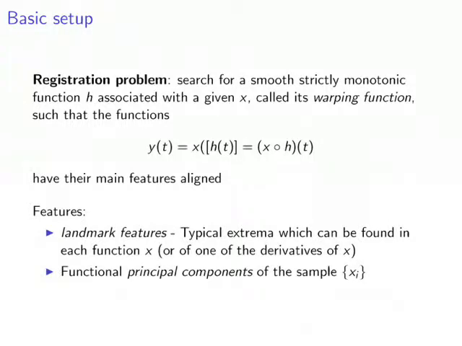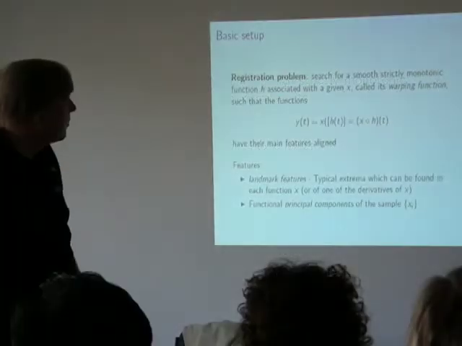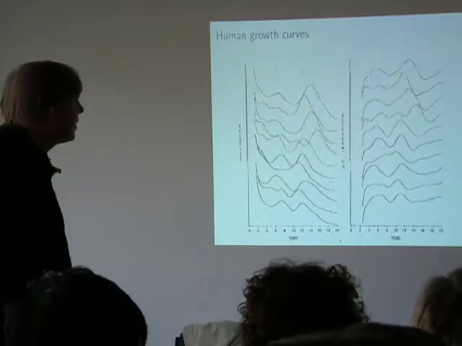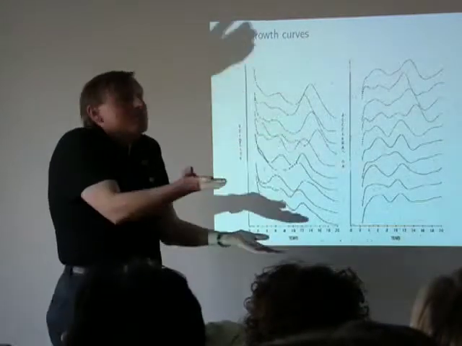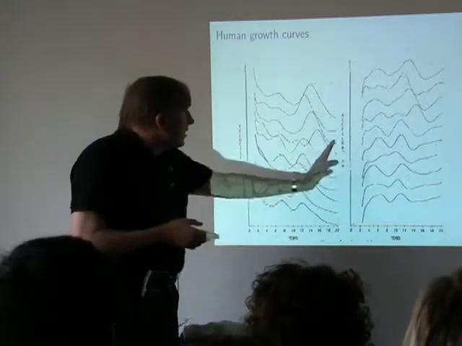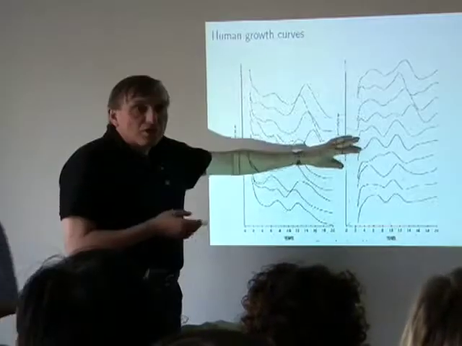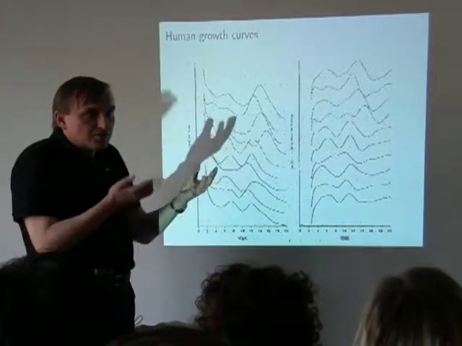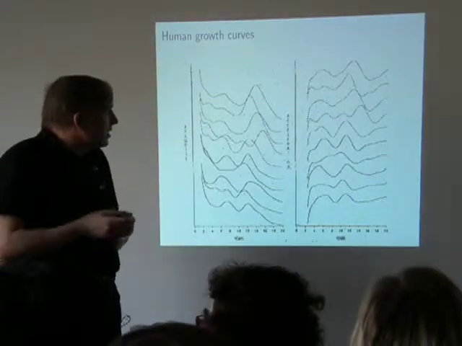Okay, but so these are some examples. But now let's consider this registration problem more generally. The point is, what you will want to do for these curves is, before you do any mean, before you do any type of principal component, you have to, in a way, get rid of this horizontal variation, or get it out.